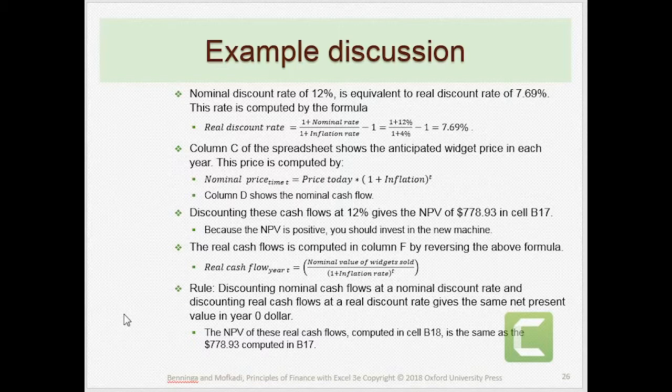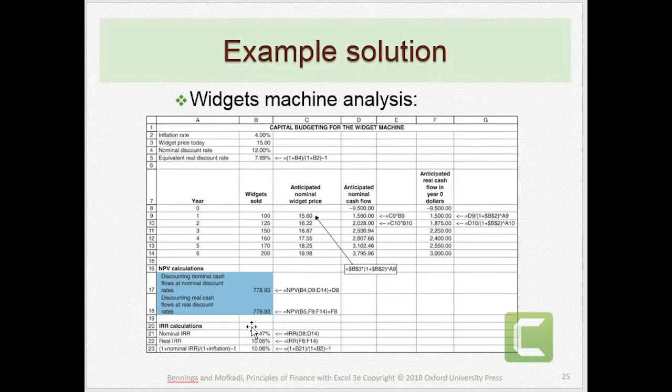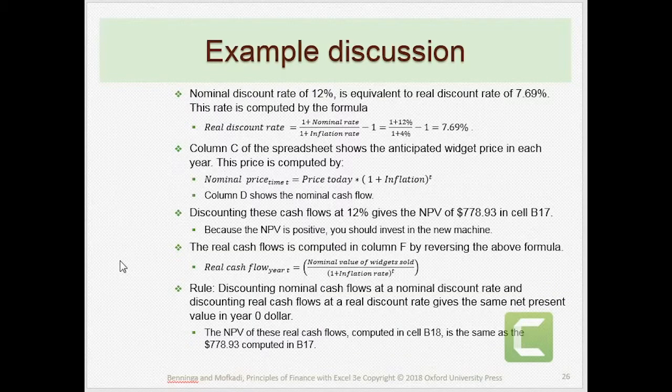This tells us do the project, but really you need to know real cash flows. So real cash flows is the nominal value divided by 1 plus the inflation rate. So discounting nominal cash flows at the nominal rate and discounting real cash flows at the real rate gives you the same net present value, which I showed right here. This is not the end of the story.